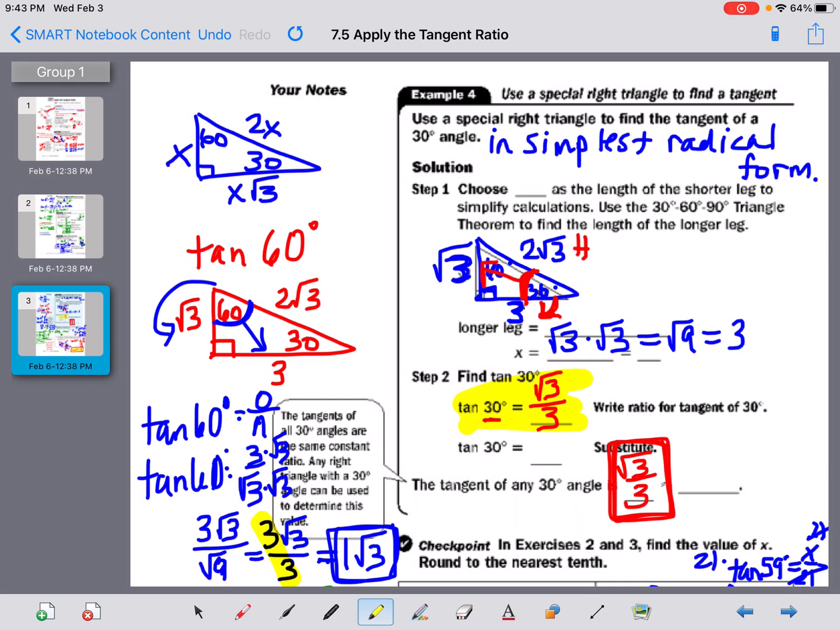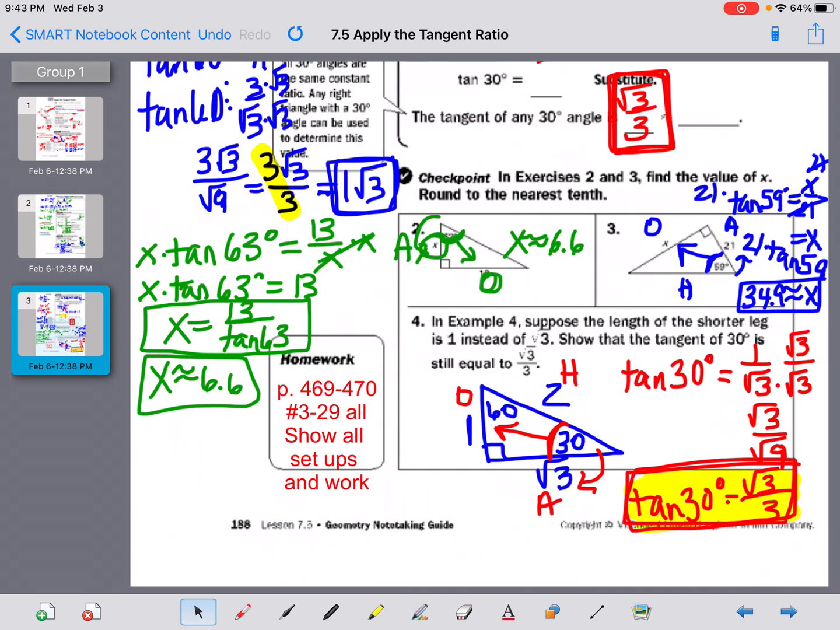Okay? All right. You need to practice this. See if you can get comfortable on this, okay? So you have page 469 to 470 in your book, 3 through 29 all, and show all your setups and work. That's so important to show those so you know how to do this. As we learn more of this in more of our ratios, more of our trigonometry, it's not hard, but it is going to be tricky, and it's going to seem really hard if you don't practice it. Okay? All right, let me know if you have any questions.